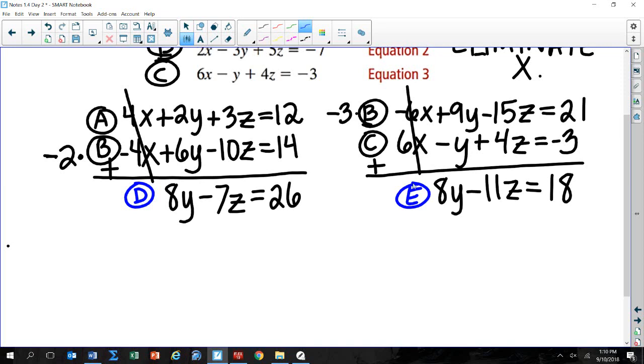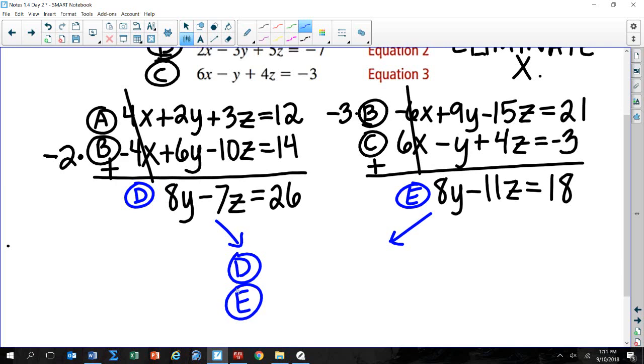So I'm looking at my equations D and E now. And I'm thinking to myself, what could I do to equation D or E, or both, to get one of my variables to go away? Which variable looks like it would be easier to eliminate, y or z? Probably y. I see an 8y and an 8y. It would be nice if I had one 8y and one negative 8y, right? Because then when I add them together, they drop off. So, Carly, what would you do to either D or E?